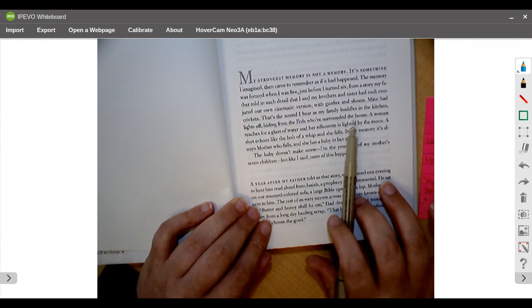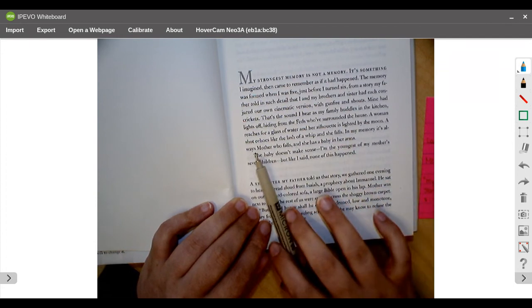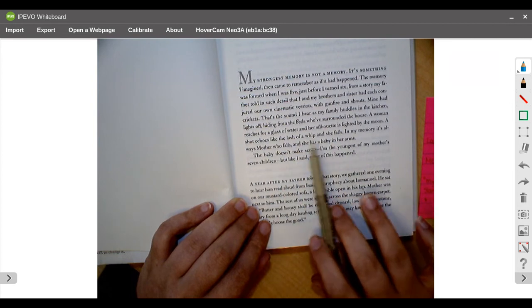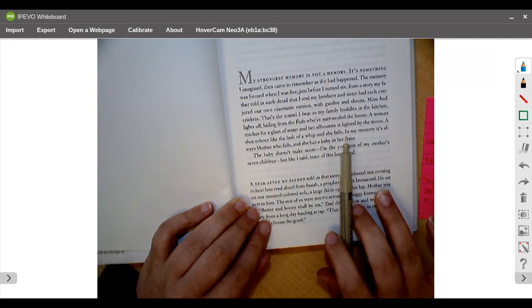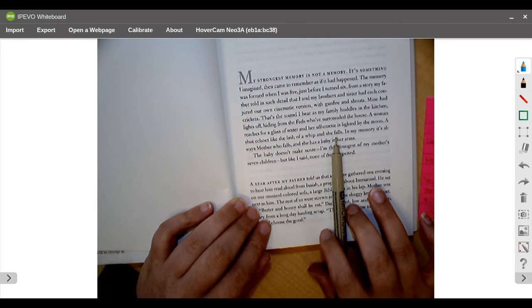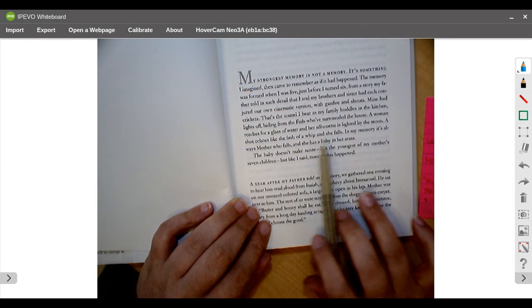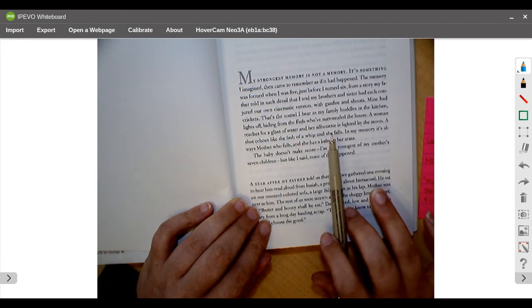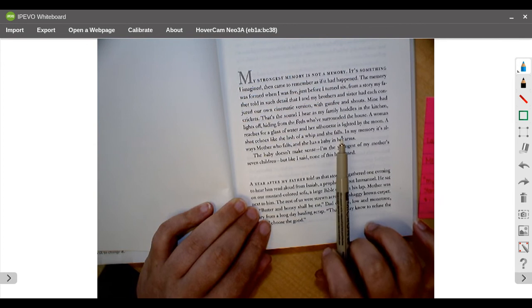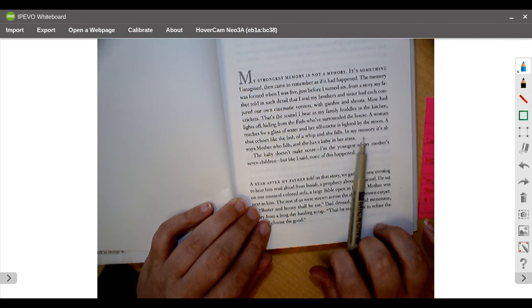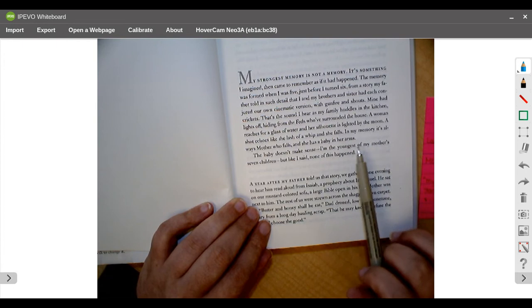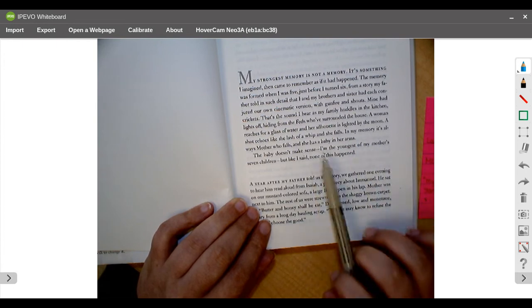So it goes from being very matter of fact to starting to be more figurative. The shot echoes like a lash of a whip, and she falls. It could have just been she got shot and she fell. But that image, that simile of how she fell, is important to understanding this person. In my memory, it's always mother who falls, and she has a baby in her arms. Another very matter-of-fact language.